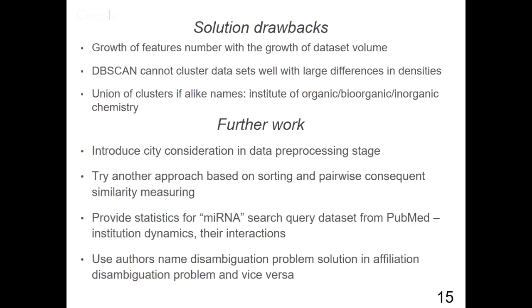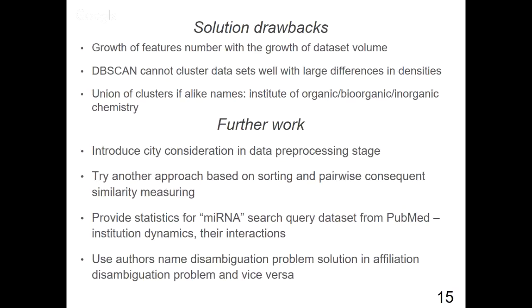As my further work, I want to introduce the consideration of affiliation structure, which may give better results. Then I want to try another approach based on sorting and then pairwise consecutive similarity measuring, which will decrease the computational complexity and speed up the algorithm. This is good because we want to cluster big data sets, for example millions or tens of millions of affiliations.